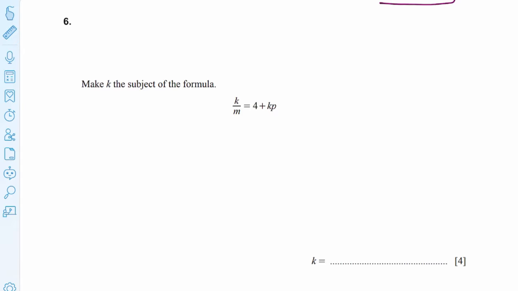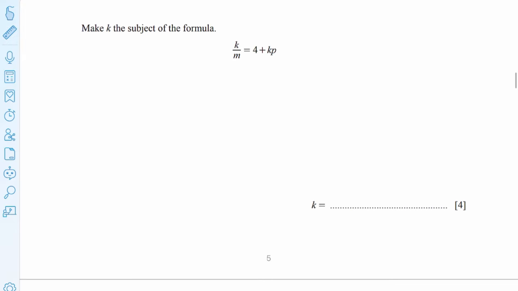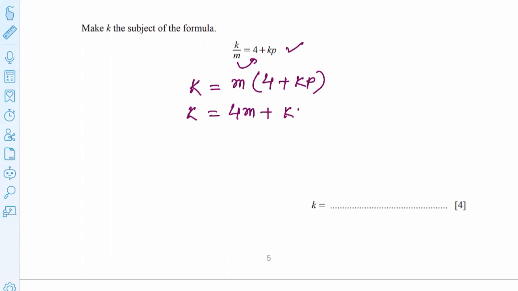Okay, next question, number 6. Here we have this equation and we need to keep k as the subject. So how can we do this? k equals, if I move this here, m times 4 plus kp. So k equals, when you expand this bracket, it will be 4m plus kpm, like this. We can do that, right?